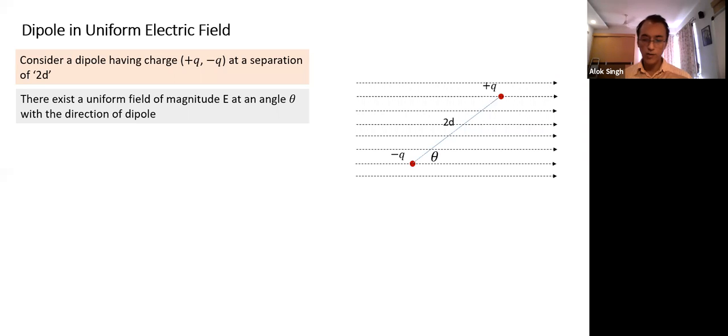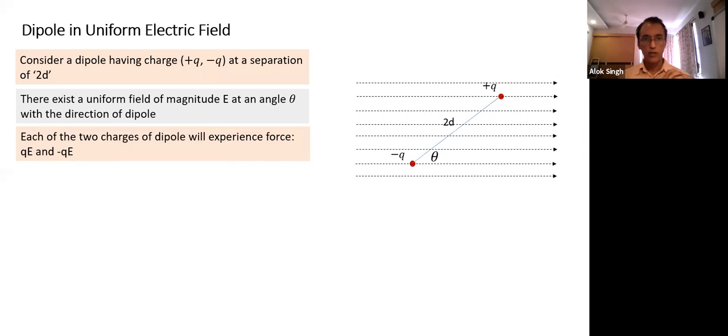Each charge will experience a force. The positive charge will experience a force plus QE, and the negative charge will experience a force minus QE. So we indicate the forces. The force on the positive charge will be along the direction of the field as indicated here, and the force on the negative charge will be equal to minus QE, and the direction is opposite to the direction of the field.